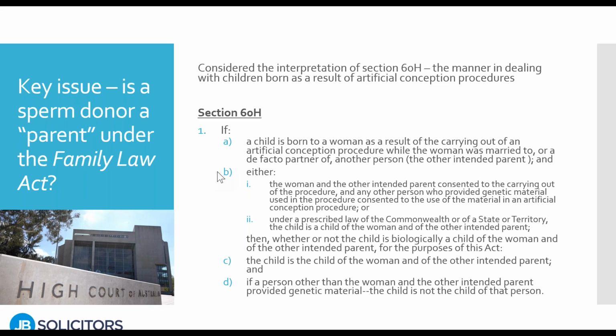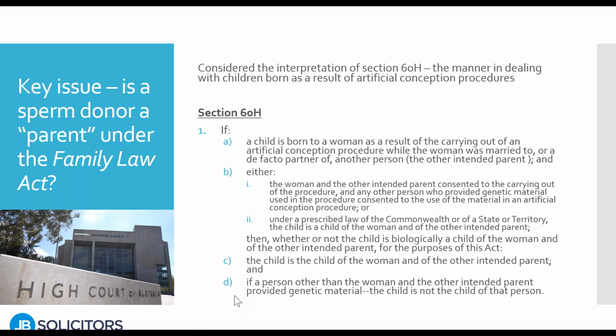Then whether or not the child is biologically a child of the woman and of the other intended parent, the child is considered the child of the woman and of the other intended parent. And in Part D, you can see that if a person other than the woman and the other intended parent provided genetic material, the child is not the child of that person.